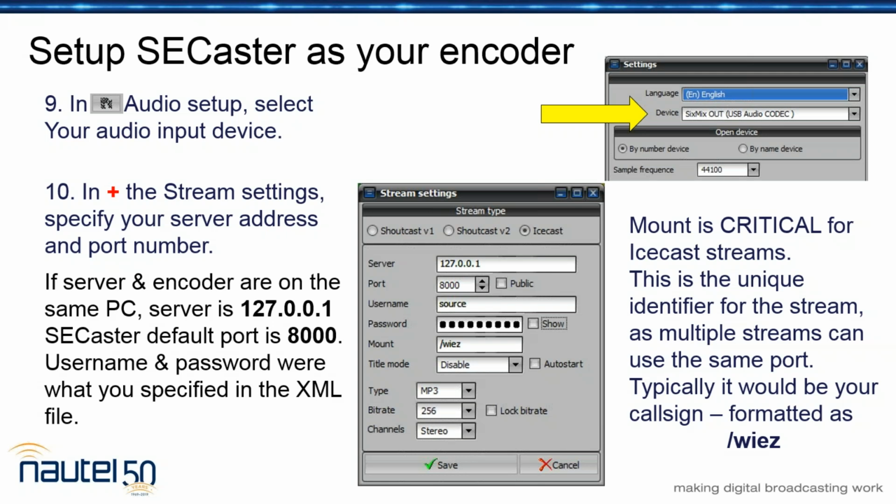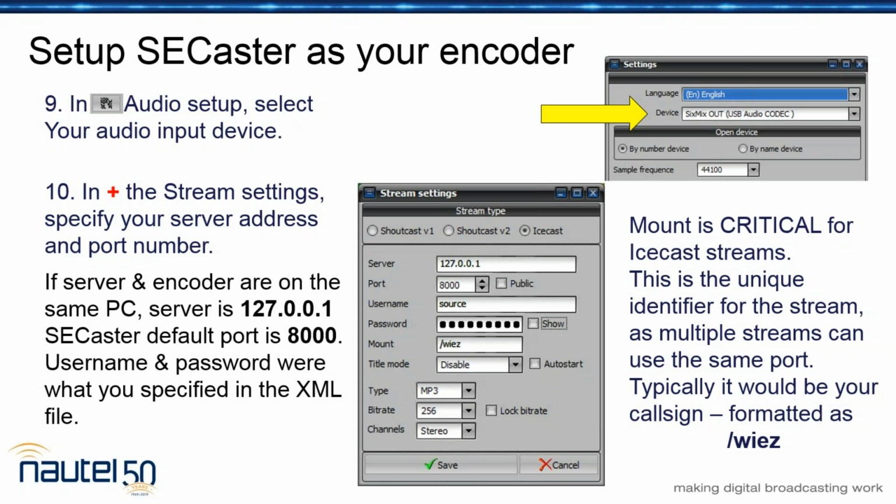Shoutcast streams don't have this, but Icecast requires a mount point. That is the unique identifier for each stream, as you can actually attach multiple encoders and decoders, such as transmitters, through the same IP address and port. The mount is what differentiates them so that the decoder and the encoder know what they're looking at.